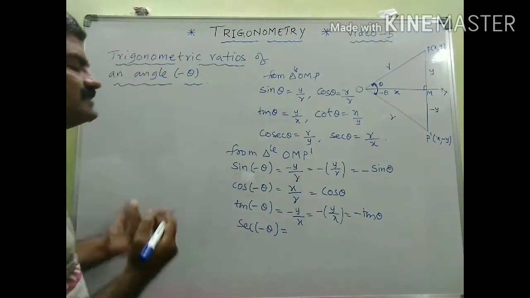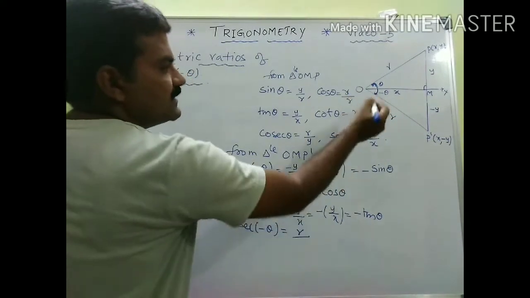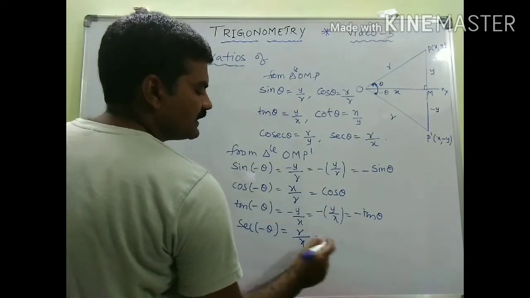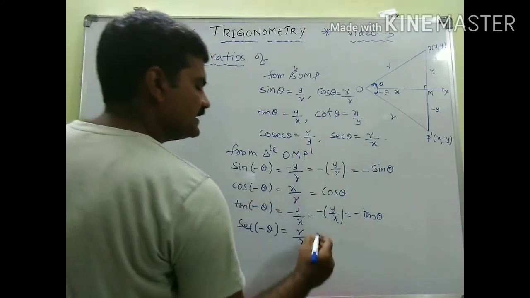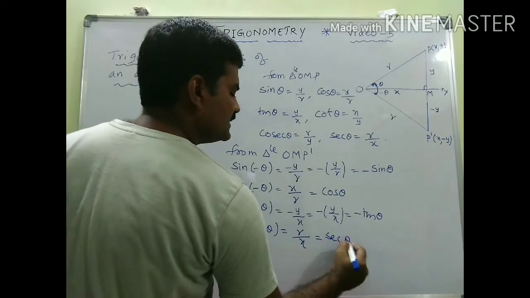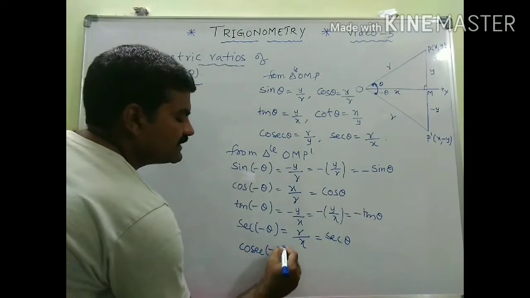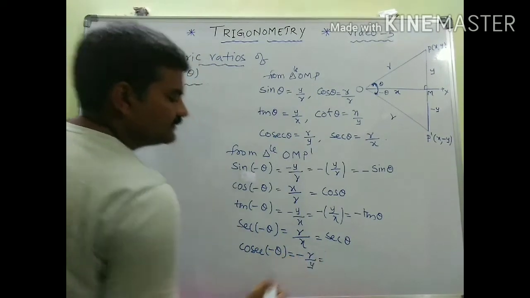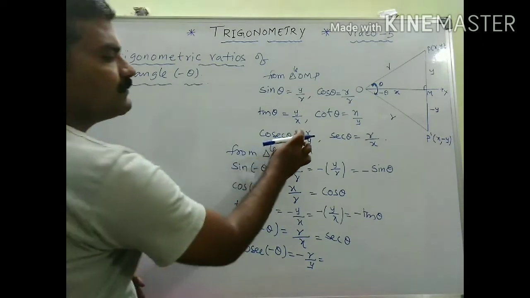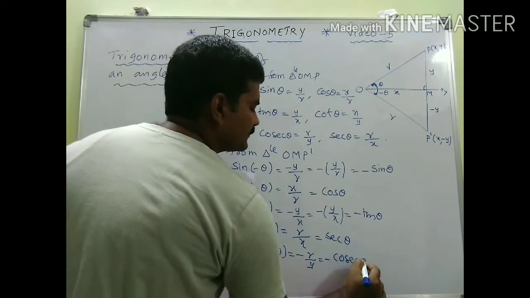Or secant ratio is what? Hypotenuse by adjacent. Hypotenuse is r, adjacent is x. But r by x is equal to secant theta. This is secant theta. And similarly, cosecant of minus theta is equal to minus r by y, which is nothing but minus cosecant theta.